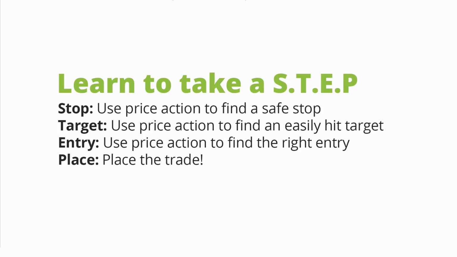So this is how you enter a trade in order of importance. First step is placing your stop. So stop, you use price action to find a safe stop. Second step is target. Use price action to find an easily hit target. Third step is entry. Use price action to find the right entry. And the fourth step is to place the trade. So this simple little process STEP is how you should approach every single trade you're going to enter. And it's in this order of importance: stop, target, entry, and then place the trade.